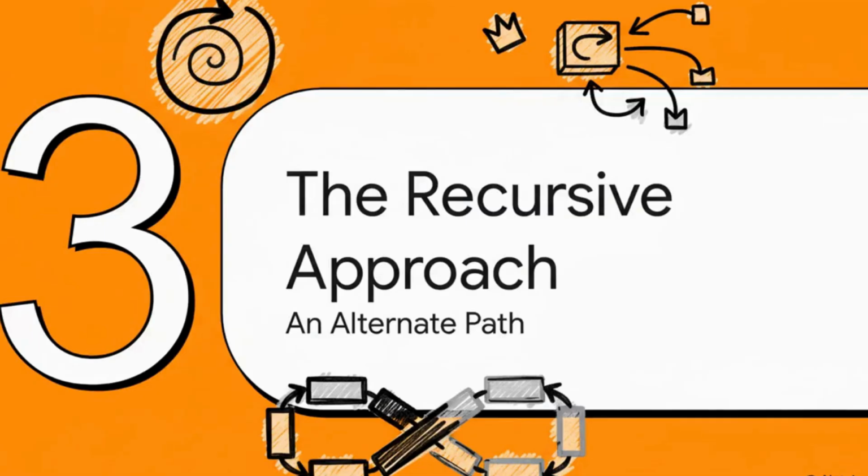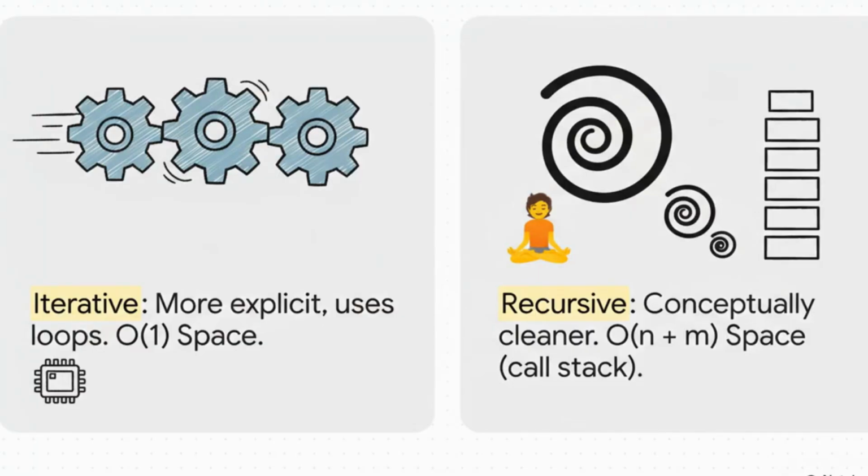Now, let's explore a different way of thinking about this. While the iterative solution is king for its space efficiency, recursion offers a really elegant and sometimes conceptually cleaner way to look at the same problem. And right here, this slide highlights a classic trade-off in computer science. The recursive code can be beautifully short and clean. It basically boils the logic down to: the final merged list is the smaller of the two heads attached to the result of merging the rest.